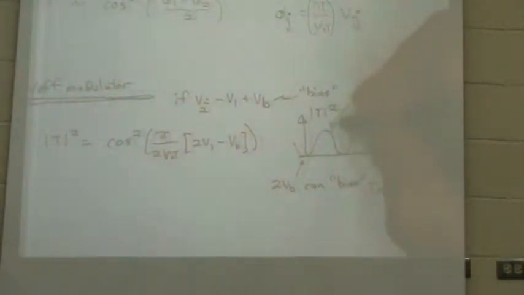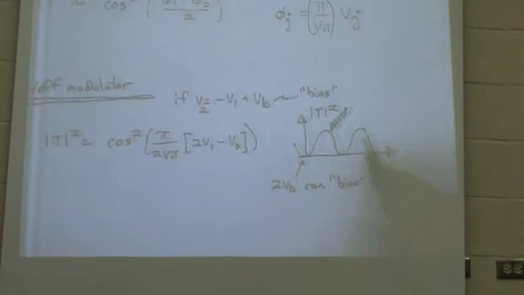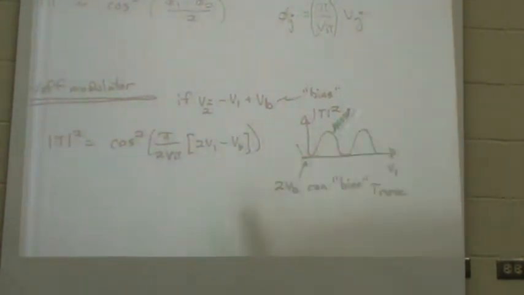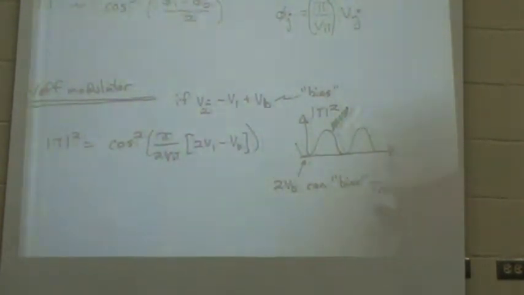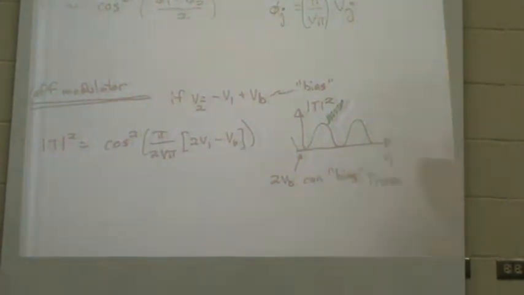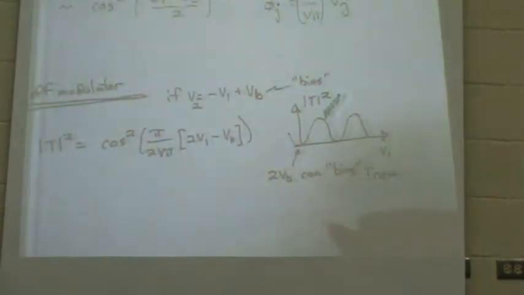Ignore this little line here. I was going to give that a name, but I decided not to. It's a raised cosine. Cosine squared is always positive. This little VB voltage controls how I can move this. I can bias this transmission curve so that I can move this to any operating point. Why? Because I might want to make it nice and linear.